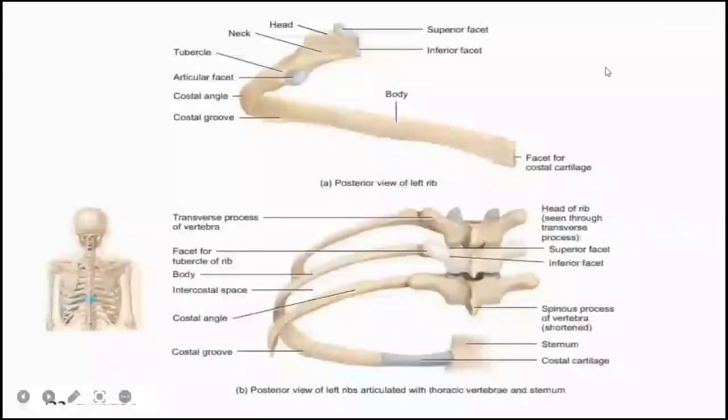This is a more detailed and clearer view of the rib. We have the body, costal cartilage, costal groove, and costal angle at this level, articular facet. We've been told about the tubercle, neck, head, superior facet, and then the inferior facet. These are the thoracic vertebrae. You can see the way they attach to the thoracic vertebrae, the transverse process, and then down there we have the head articulating directly with the body.